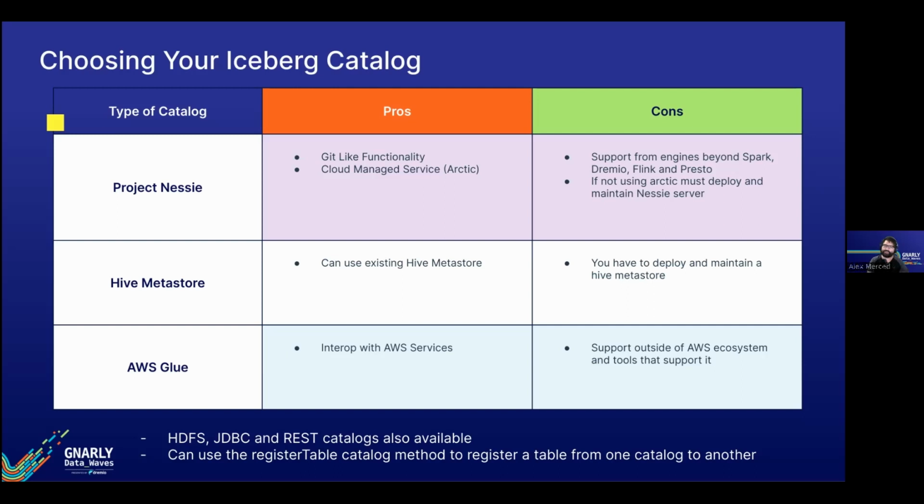More tools are supporting more catalogs, and there are other catalogs to talk about. So there's the HDFS catalog, which is basically just you literally using the file system as your catalog. There is JDBC, which means you can literally use any database as your catalog.